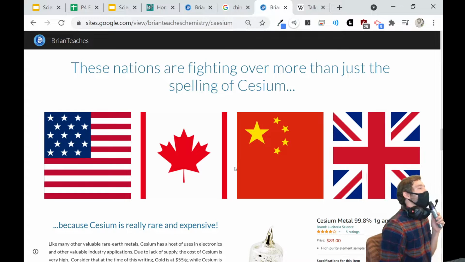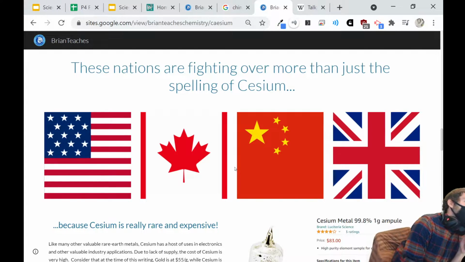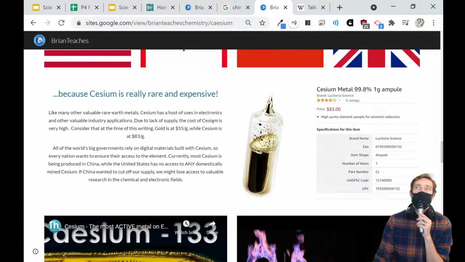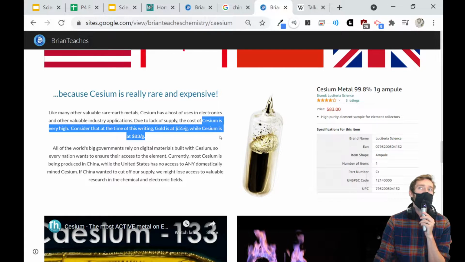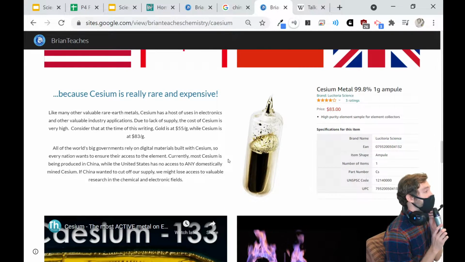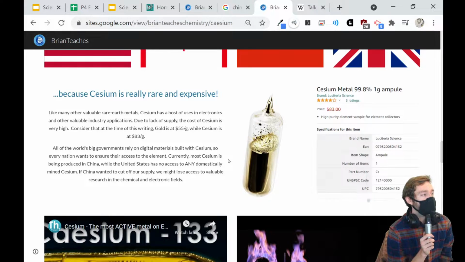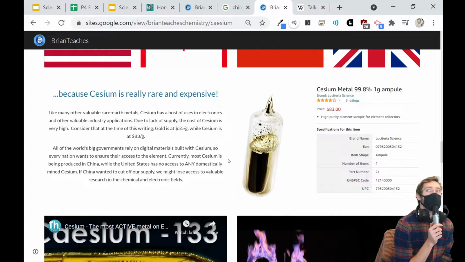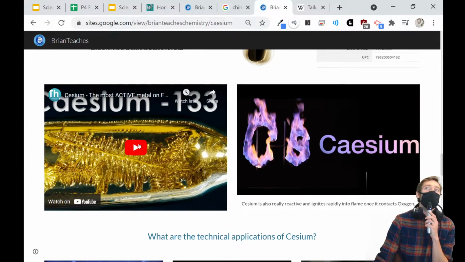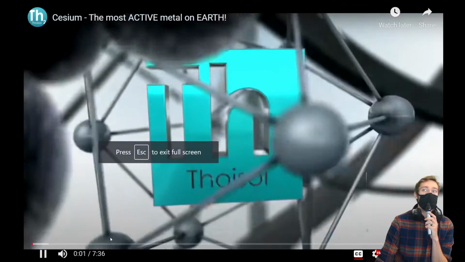But these rare earth metals are important for a lot of electronics, a lot of things that we do, and cesium is one of those rare earth elements. Cesium is super expensive. It's $83 a gram compared to gold. Pure gold is $55 a gram. The other reason why cesium is expensive might be because America has absolutely no naturally occurring cesium. We get all of our cesium from China. We're at their mercy. Anyways, what the heck is cesium as a chemical? What kind of reactions does it have? Let's look at this guy.